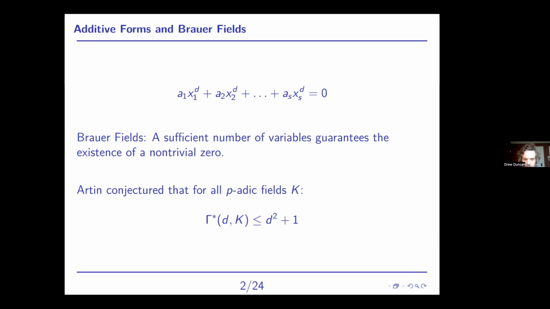And Artin conjectured that for all p-adic fields, so all fields of p-adic numbers and their finite extensions, this function gamma star is bounded by d squared plus 1. I'm being a little bit imprecise. Artin didn't quite conjecture this. He conjectured that this was true for all homogeneous forms, but that conjecture is false. So counterexamples are known for that. But as far as we can tell, it seems to be true for additive forms. And I believe that it is true.